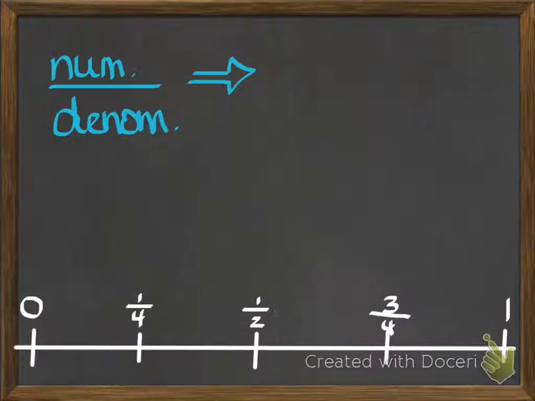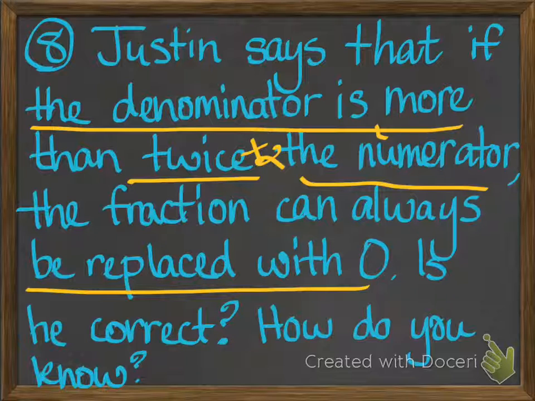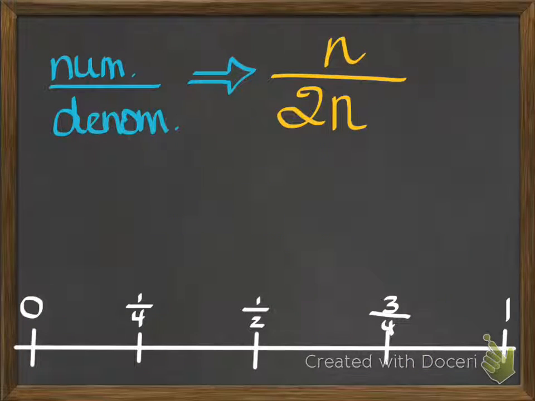How do you know? Okay, so what it's saying is if the numerator is a number and the denominator is 2 times that, well, wait a minute, it says more than twice, so it'd have to be like 2 times plus 1. If you do a fraction like that, will it always be close to 0? Okay, this is your bonus problem. See if you can figure it out. I'll check with you tomorrow.